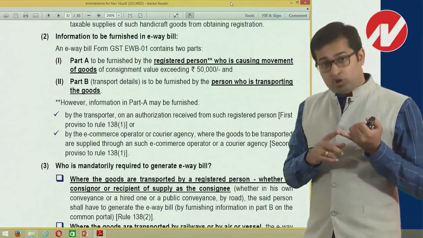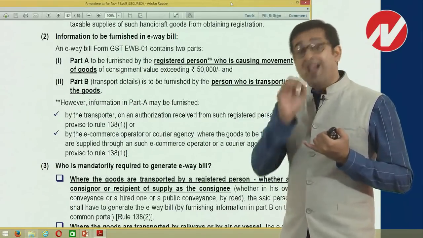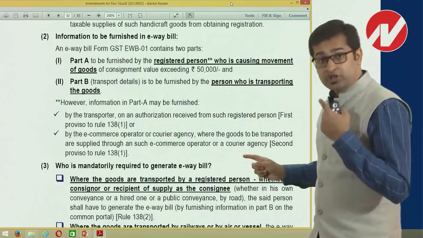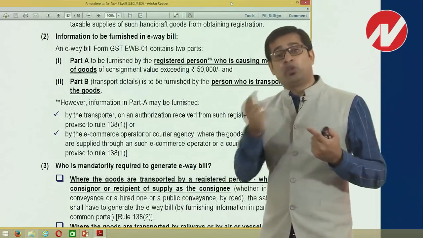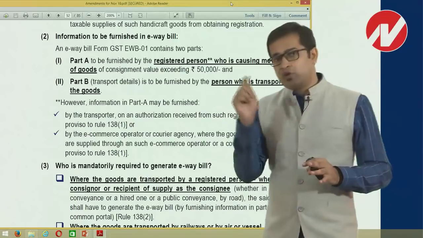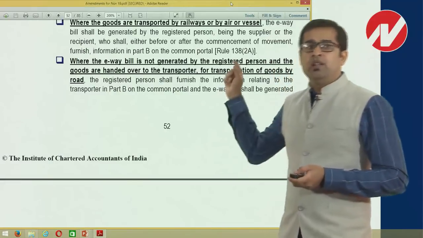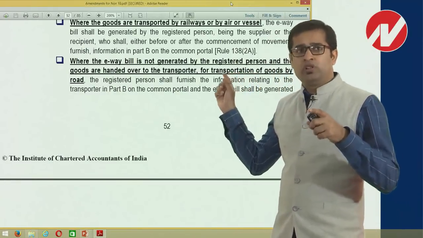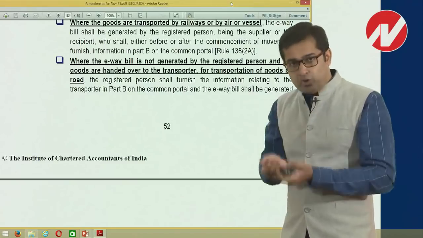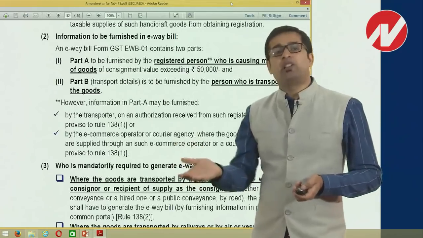As I said, either it is on own vehicle, or maybe a vehicle which is on hired basis, or it's a public conveyance by road, then we are considering that Part B is also required to be filed by a registered person who is causing the movement of goods, maybe as a consignor or maybe as a consignee. That registered person who is causing the movement of goods is required to file all these details in Part B. अच्छा, उसी में आगे बोला हुआ है, you can read over here which says that the person who is causing the movement of goods, let's say, is handing over the entire goods to the transporter, and now the transporter is doing the movement of goods, then in that case obviously the transporter is going to file the Part B.